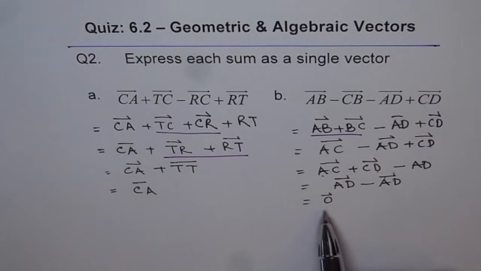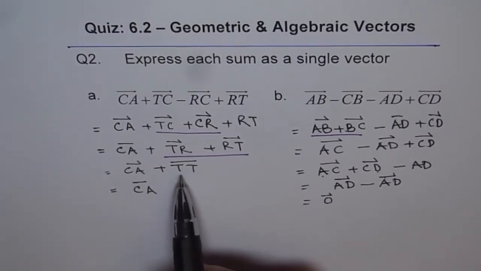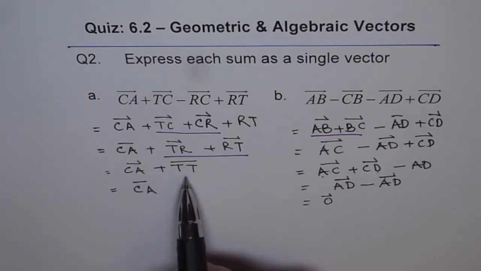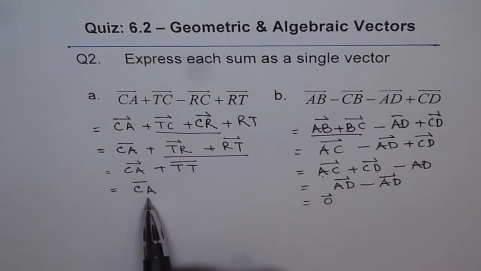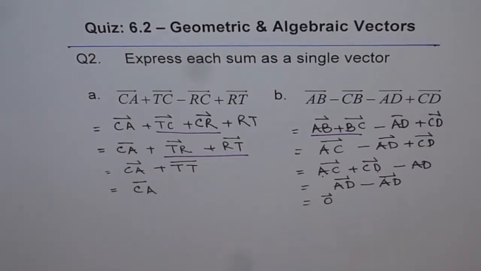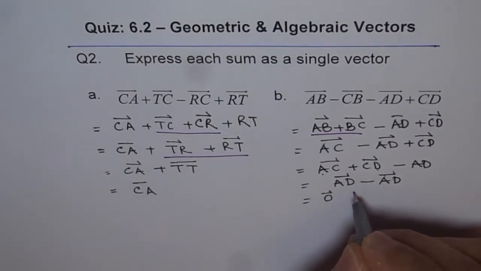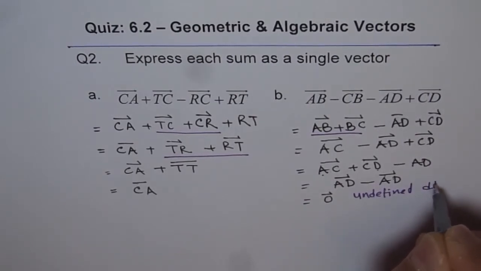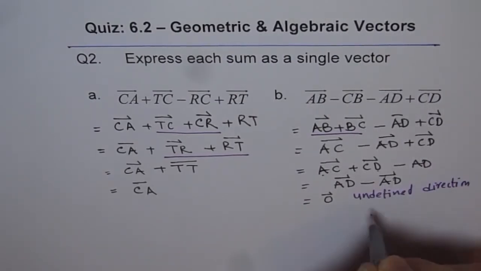Whenever you add a 0 vector, the result will not change, right? For example, TT here was a 0 vector, right? So you get the same thing when you add a 0 vector, correct? That is why we got CA here. It's like adding and subtracting the same thing. So here we are trying to teach you the concept of 0 vector. Remember, 0 vector is a vector with undefined direction. That is for 0 vector.